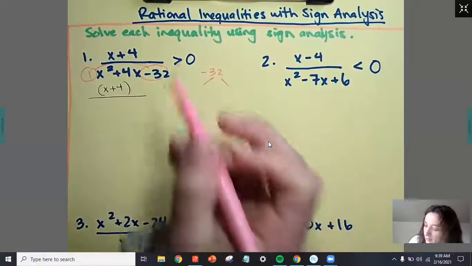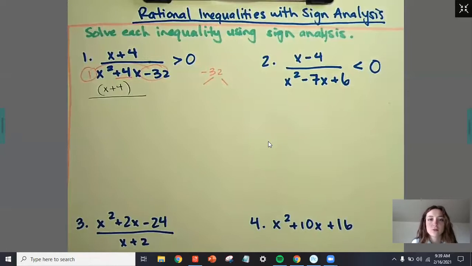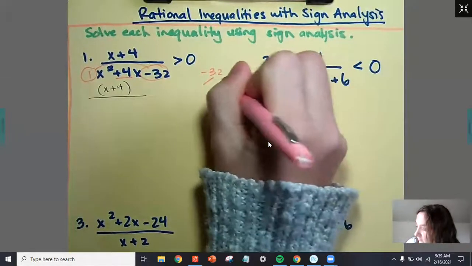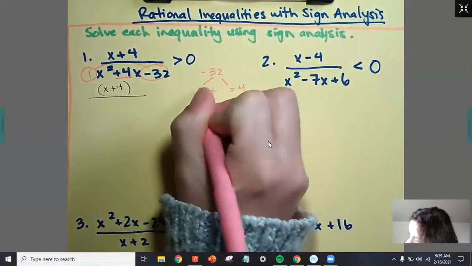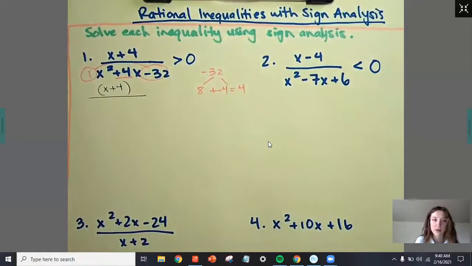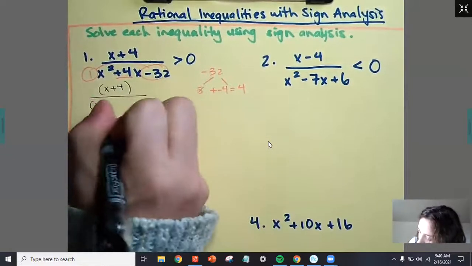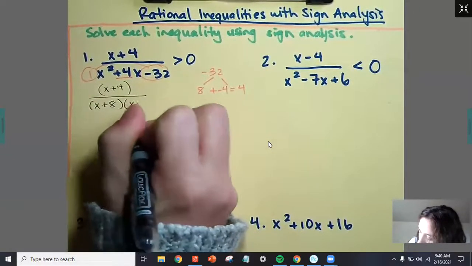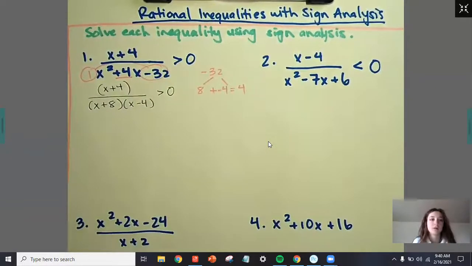And we want two factors of negative 32 that add to give us positive 4. So factors of negative 32 are 2 and 16. We also have 4 and 8. So 4 and 8 are going to get us to that positive 4. We're going to be using positive 8 and negative 4. That will get us there. And since there was a 1 in front of the x squared, we can just use our shortcut and jump straight to the factors. (x + 8)(x - 4). And we still want this to be greater than 0.